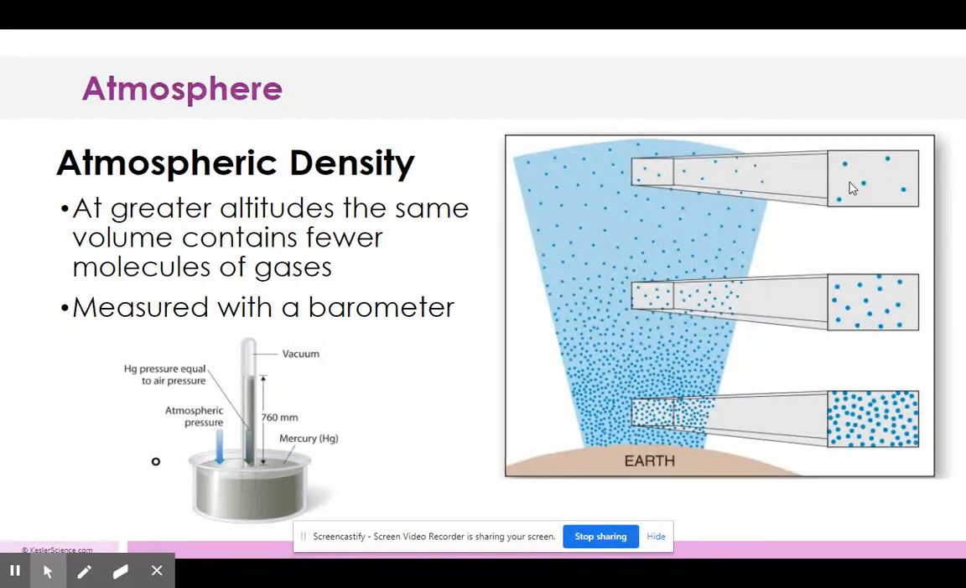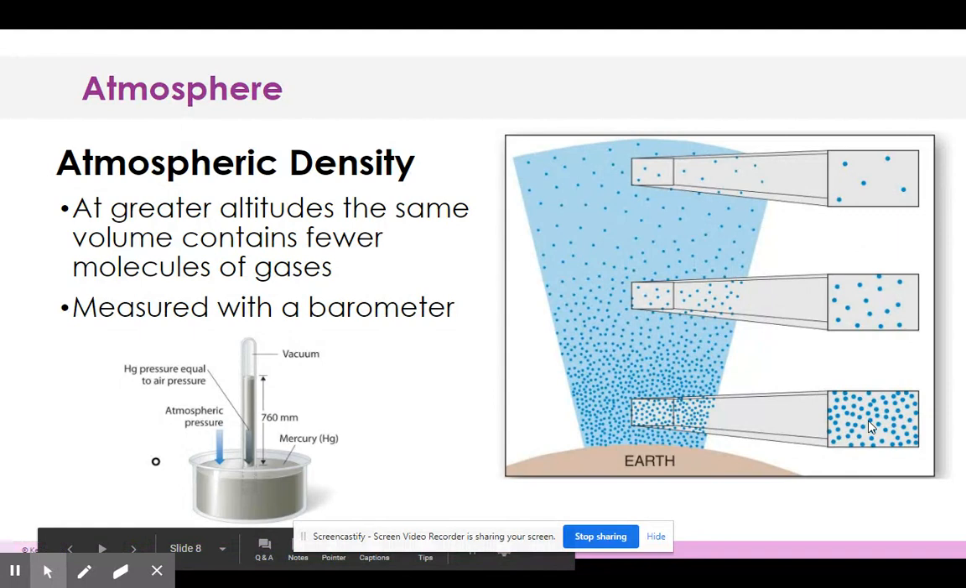So that means it's harder to breathe up here at the top than it is at the bottom. It means that I feel less pressure at the top than the bottom. Okay? So atmospheric density.